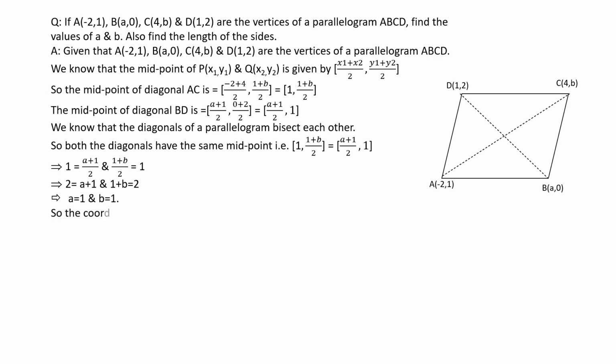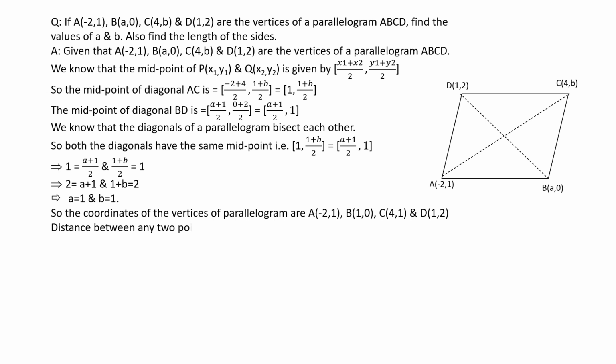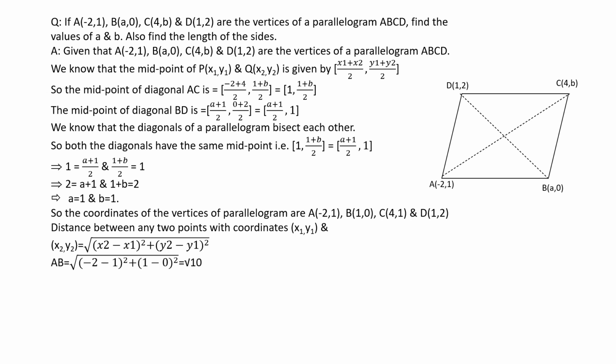So now we got the coordinates. The coordinates of the vertices of the parallelogram are A(minus 2, 1), B(1, 0), C(4, 1), and D(1, 2). Now the distance between any two points with the coordinates (x1, y1) and (x2, y2) is given by the square root of (x2 minus x1) whole square plus (y2 minus y1) whole square. So AB, that means the distance between A and B, is the square root of (minus 2 minus 1) whole square plus (1 minus 0) whole square, which is root 10.